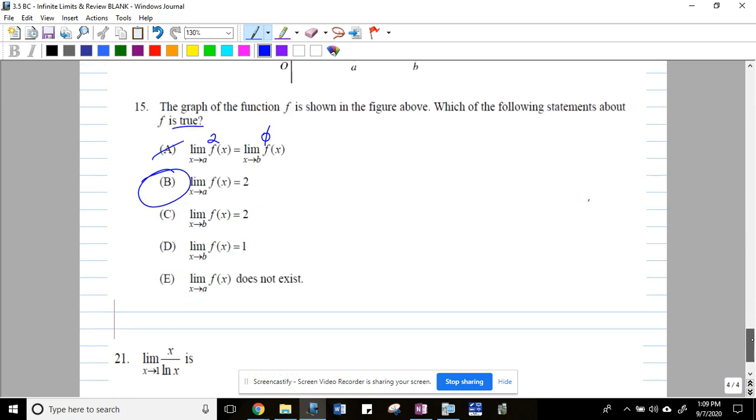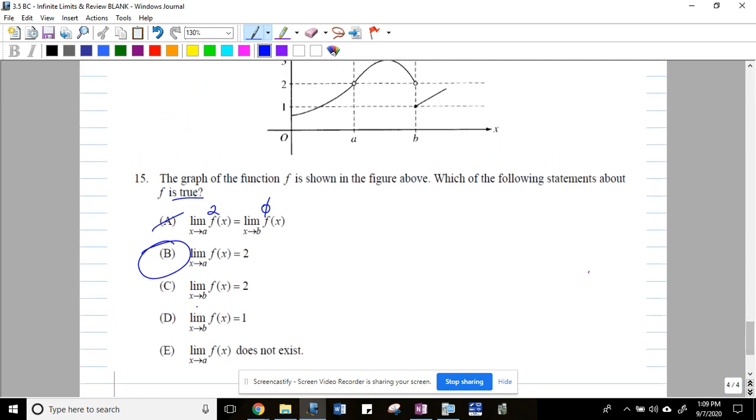I can do a quick run through of the others. Limit as x approaches b is 2. No. Limit at b doesn't exist. No. Limit at a doesn't exist. No. So b was correct.